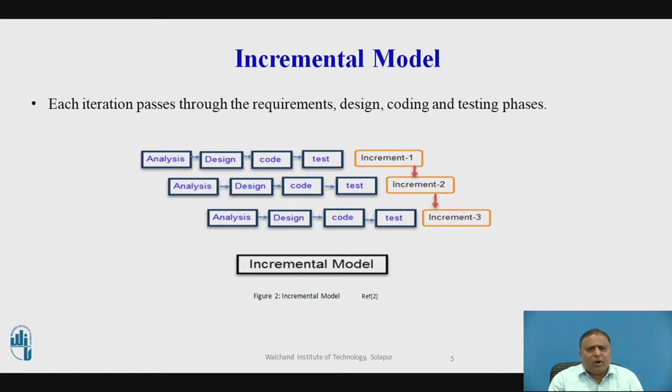In incremental model, each iteration passes through the requirement, design, coding, and testing phases, and each subsequent release of the system adds function to the previous release until all designed functionality has been implemented. For example, module 1 is taken for development, then the required analysis, designing, coding, and testing of module 1 can be made. Again, we take review from the customer.